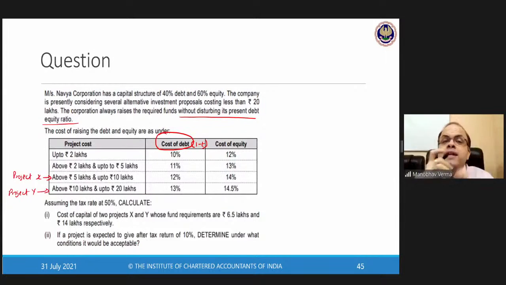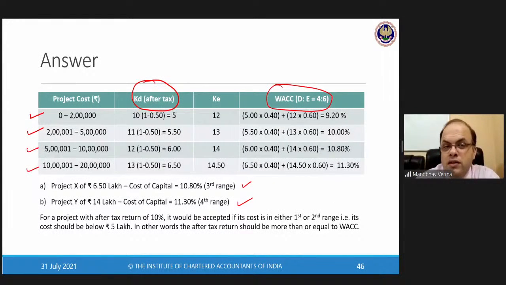If a project is expected to give an after tax return of 10%, determine under what conditions it would be acceptable. We're talking about an after tax return of 10%. What will be the conditions, guys? Of course, 10% is the return we are getting, but what are we looking at vis-a-vis the cost? If I look at the project brackets, I'm just looking at the first 2 ranges, 9.2 and 10. So don't you think I would not be willing to accept a project of more than 5 lakhs if I'm getting a 10% return? Logical. Any project would be up to 5 lakhs, if I'm just looking at the first 2 ranges.